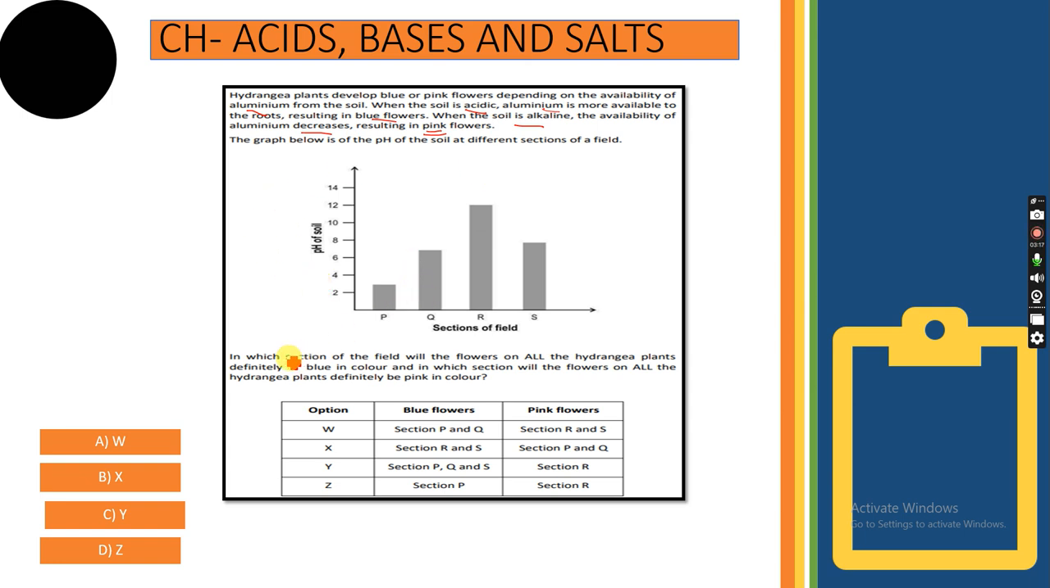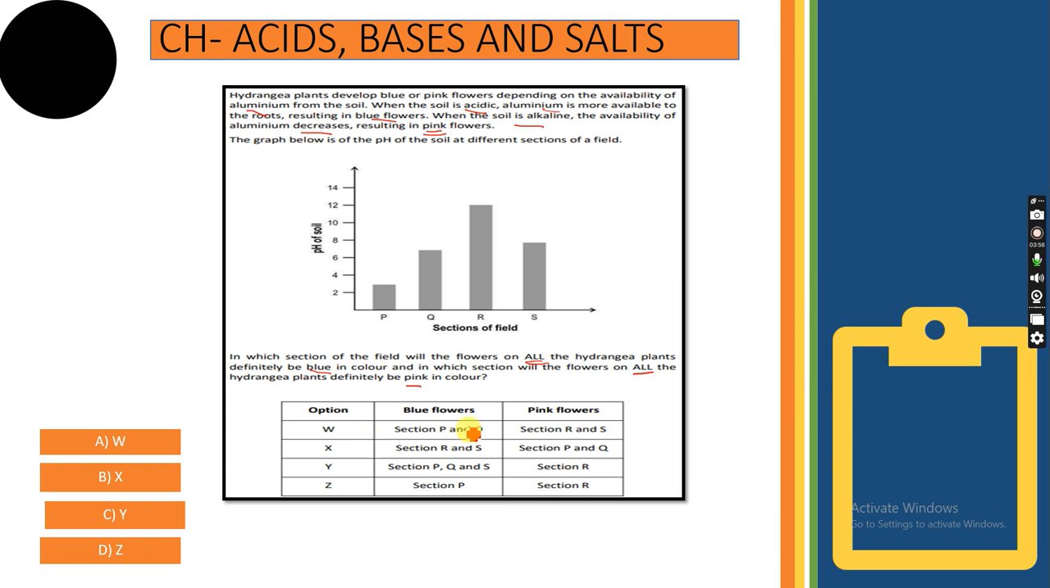Now अभी क्वेश्चन क्या है, in which section of the field will the flowers on all the hydrangea plants definitely be blue in color, and in which section will the flowers on all the hydrangea plants definitely be pink in color. That means इसमें क्या पूछा है कि in which section out of P, Q, R, S कहाँ पे तुम्हारा which section will have all hydrangea plants containing blue color, और कौन सा सेक्शन में सारे फ्लावर्स जो है it will be pink color. So there are four options given here, W, X, Y and Z.